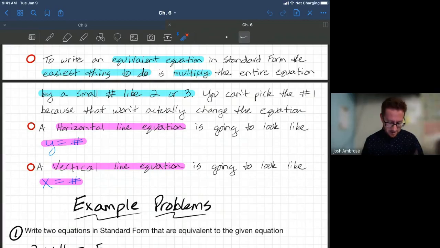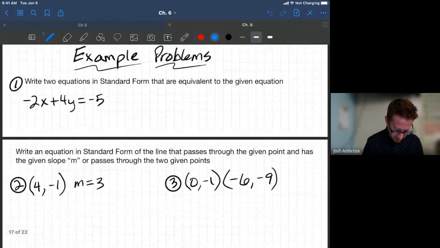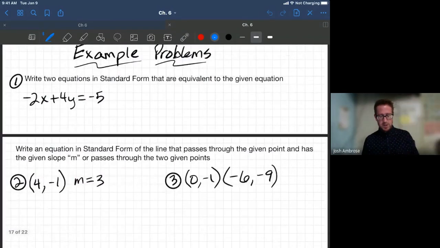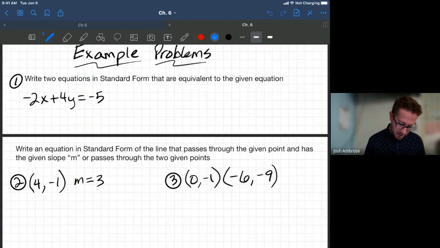Let's jump into some example problems. First one right here: write 2 equations in standard form that are equivalent, meaning they are the same, to the given equation. All we're going to do right here is take the original given equation and start by multiplying everything in there by 2.